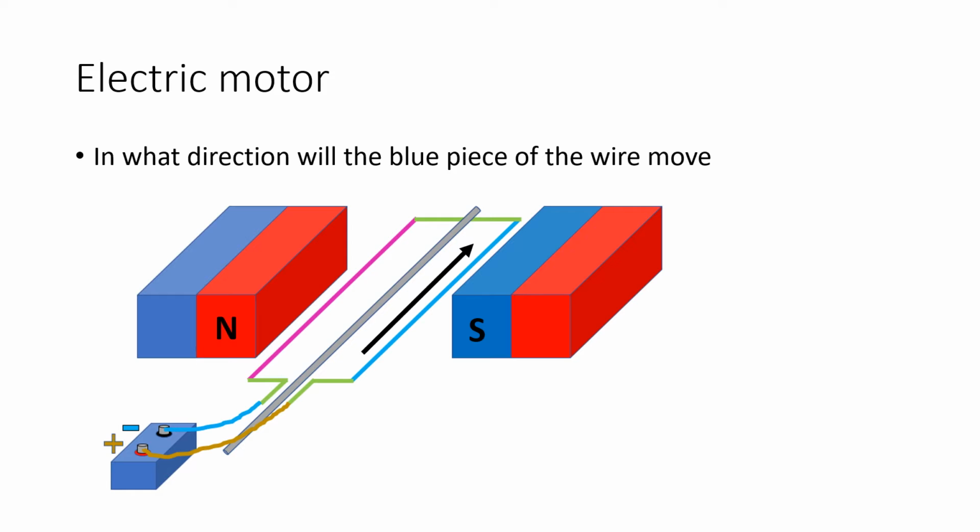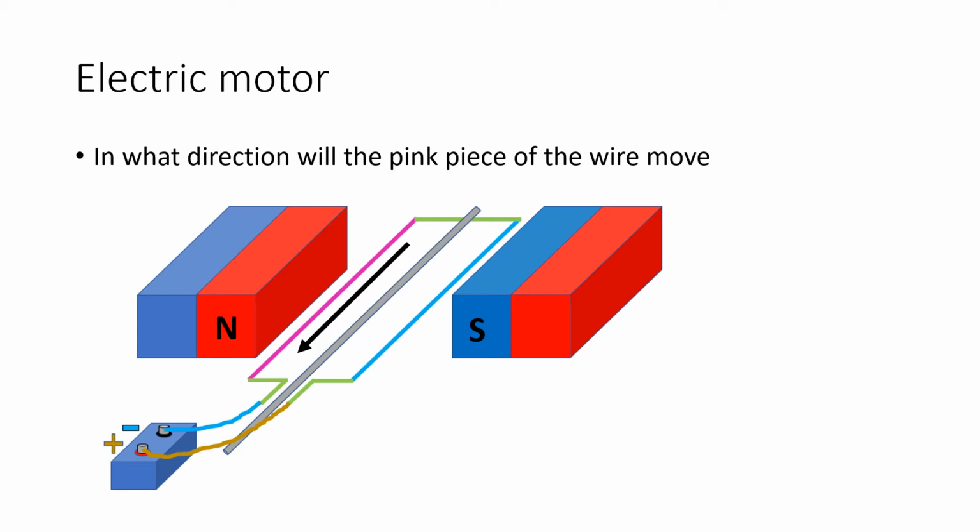So the first question is, looking at the diagram, when we look at the loop, looking at the blue part, what direction will the wire move? Well, if we use Fleming's left-hand rule, the current is moving along the black arrow because it goes from positive to negative on the battery. The magnetic field goes from north to south, so for that blue line, the movement should be down.